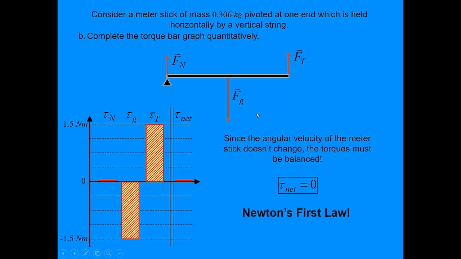And this is, again, like I said, an example of Newton's first law, but for rotation as opposed to linear motion. When the net torque is 0, the object continues in its same state of rotation.